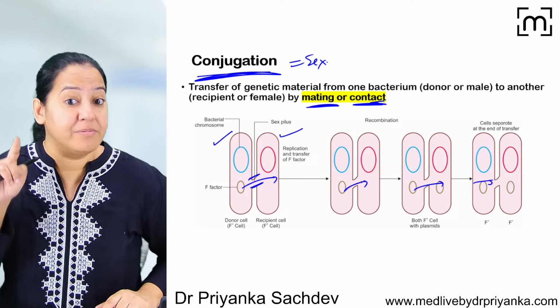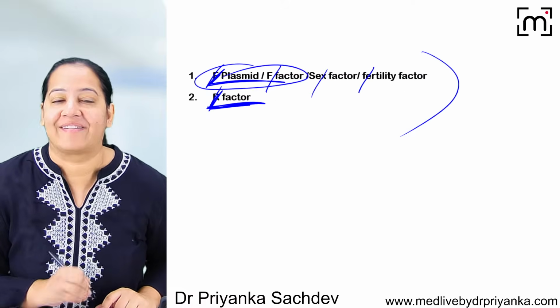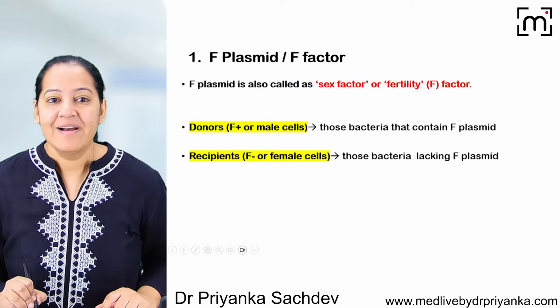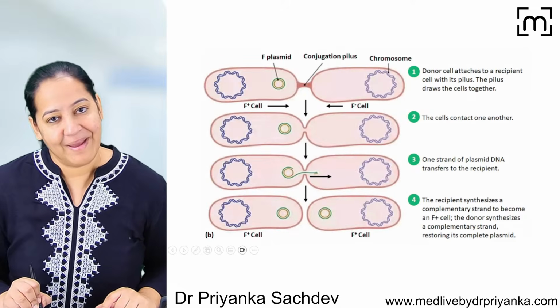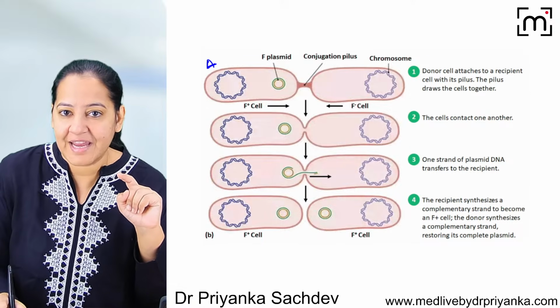These are the two important types of conjugation. Let me discuss them one by one. The first is the F factor. What is F factor? Listen, in bacteria also there is male and female. Can you see the first bacteria, bacteria A, and the second bacteria, bacteria B?